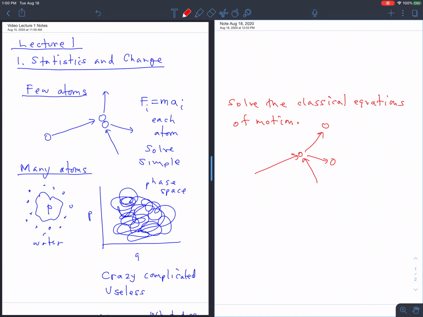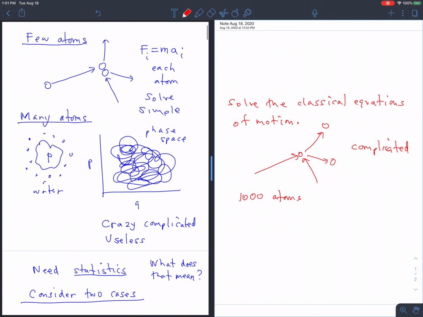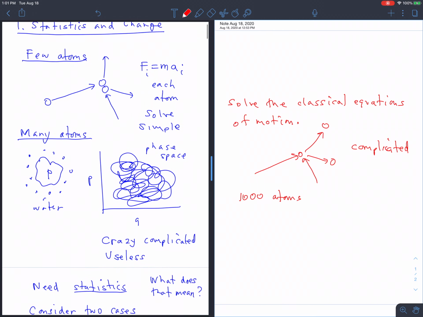But if you've got 1,000 atoms, then this gets, of course, extremely complicated. And what's more, why do you want to know all those trajectories, right? Why do you want to know all that level of detail? You really don't want that. Furthermore, it gets increasingly hard to actually even do the solutions.